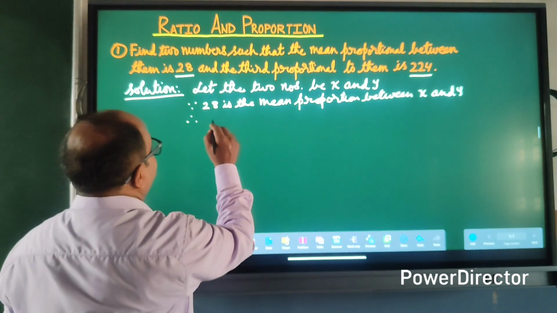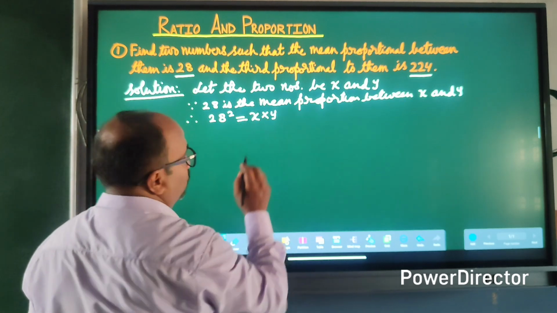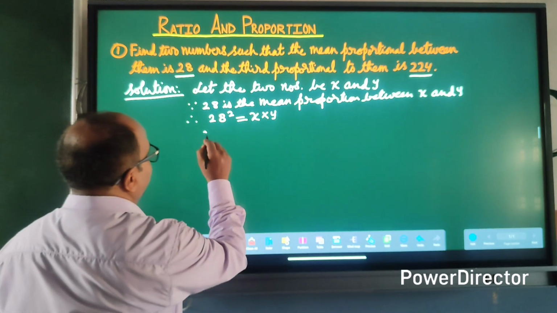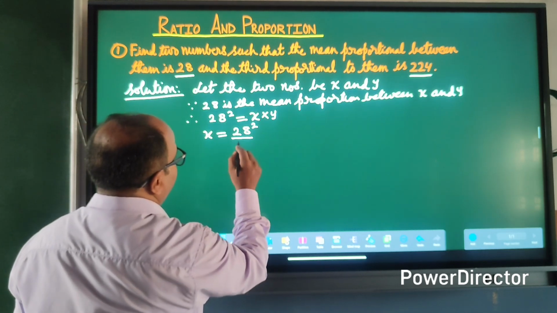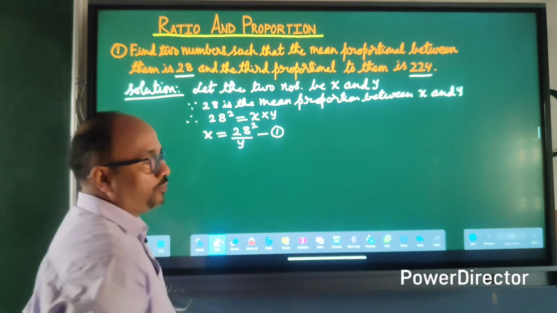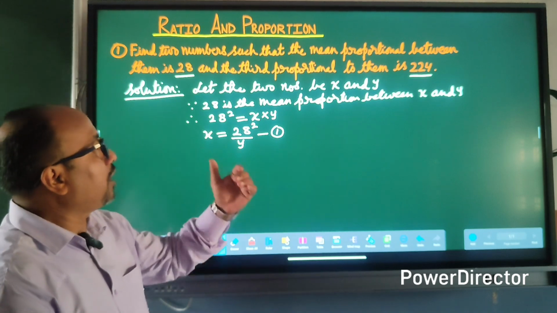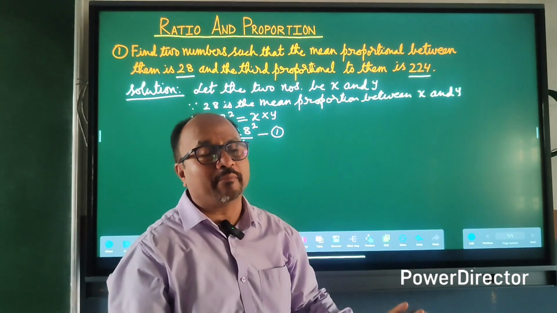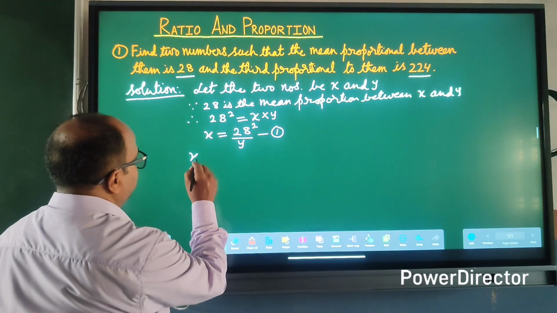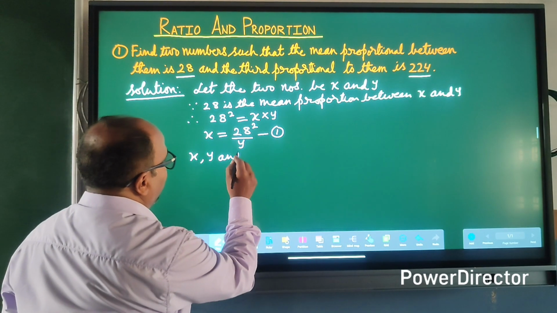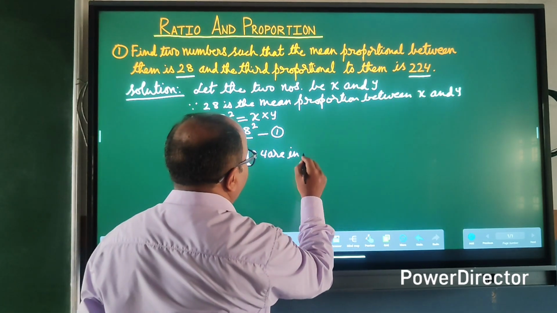So here 28 square will be written equals to x into y, and from here I will get x equals to 28 square by y and call it as equation 1. So I have got a relationship by using the first information given. Now let's say that the third proportion to them is 224. So I will write then x, y and 224 are in proportion.